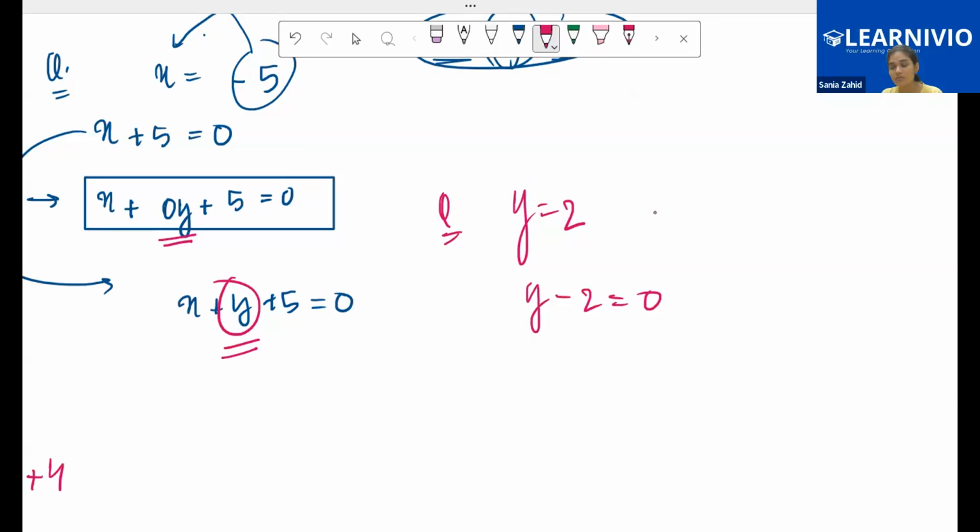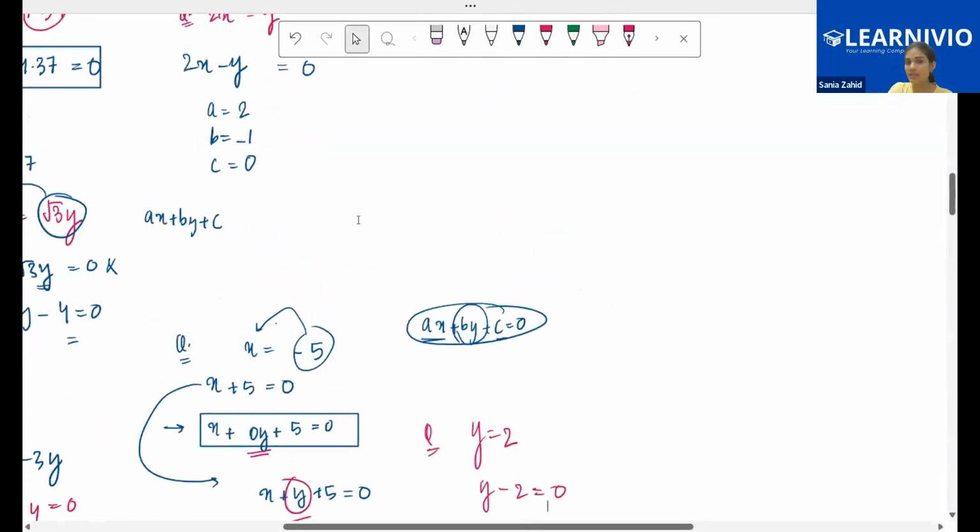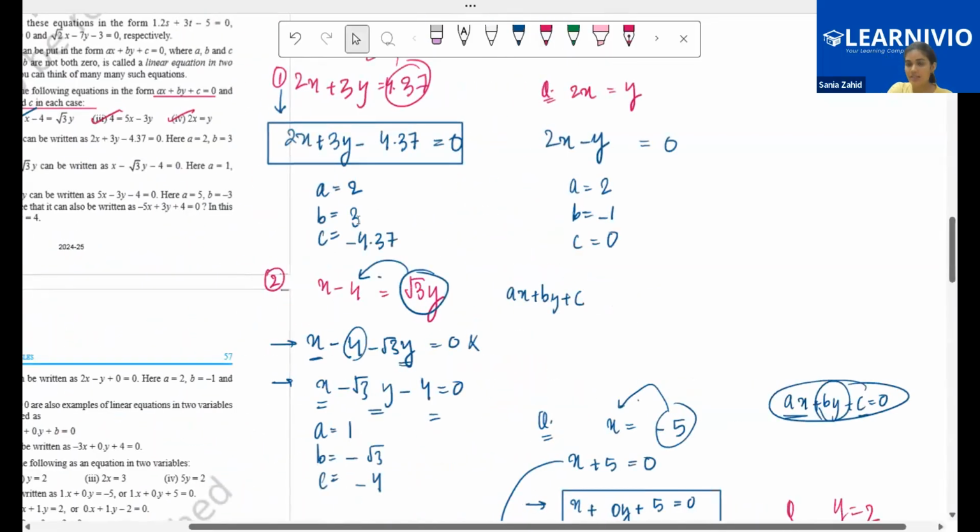B is like the next after it. Children, if you are not able to understand the basic concepts, we'll revise again. Please look here again.